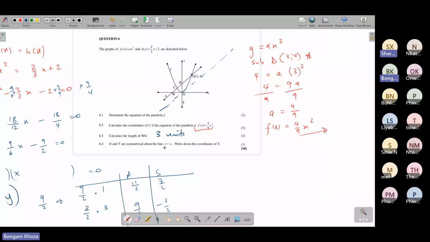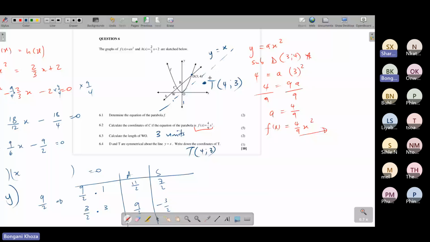So for us to get T, it has to be a reflection about this line, so that the y coordinate becomes the x coordinate. That means T will just be 4 and 3. That's it. So the coordinate for T here is just gonna be 4 and 3. That's what you get when you reflect about the line.